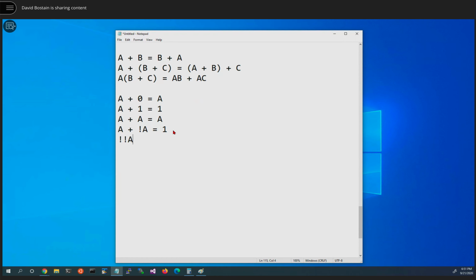How about that? I'm going to doubly invert A. What am I going to get? Yeah. Two inversions take me back to what I originally had. So that's fairly straightforward, pretty easy stuff.